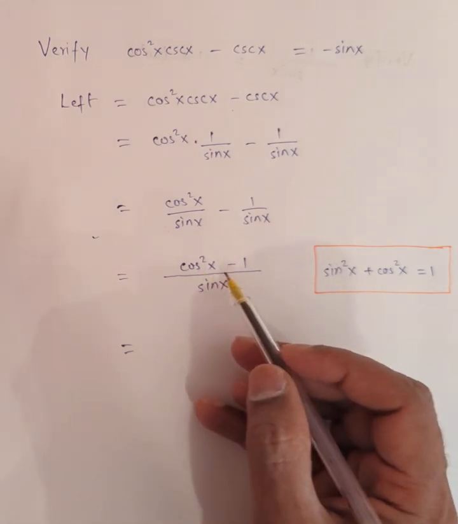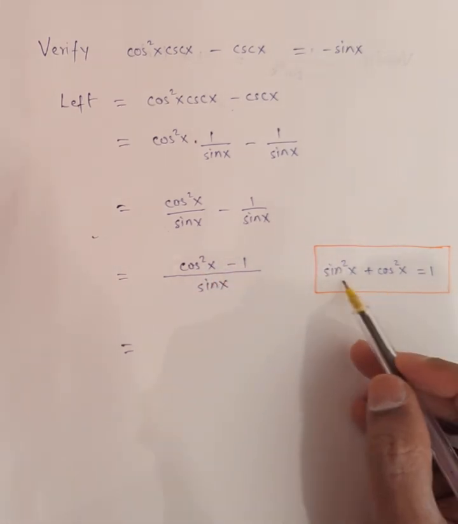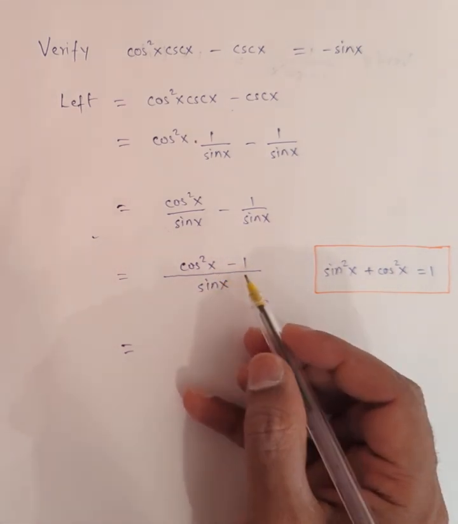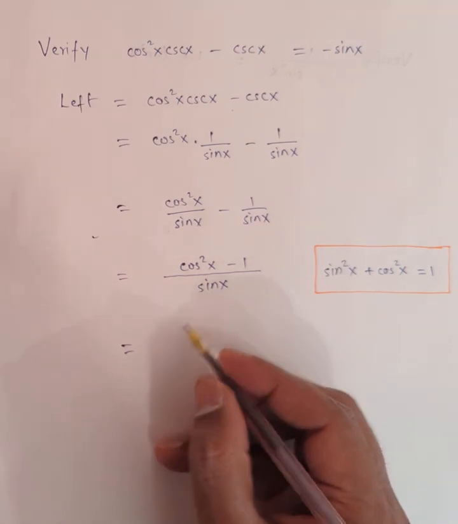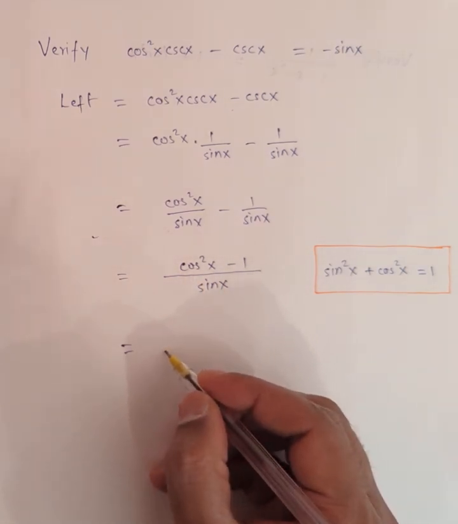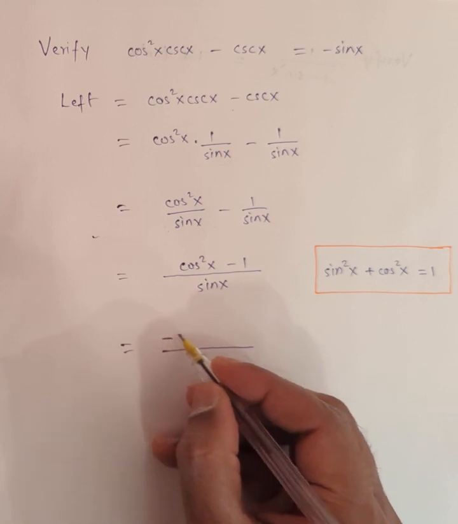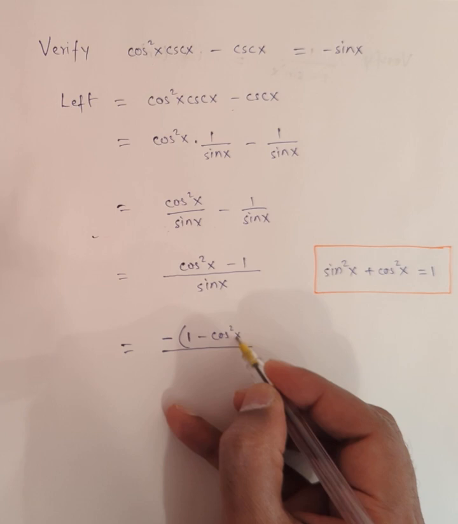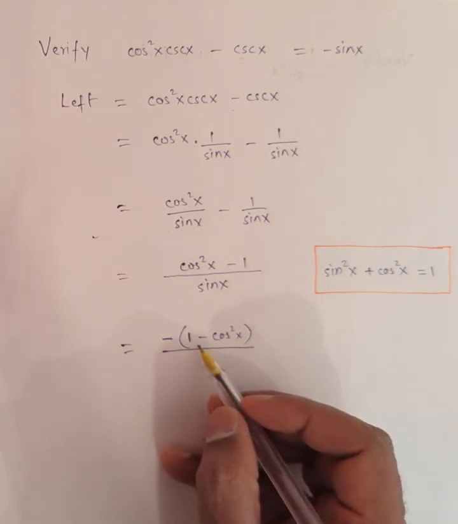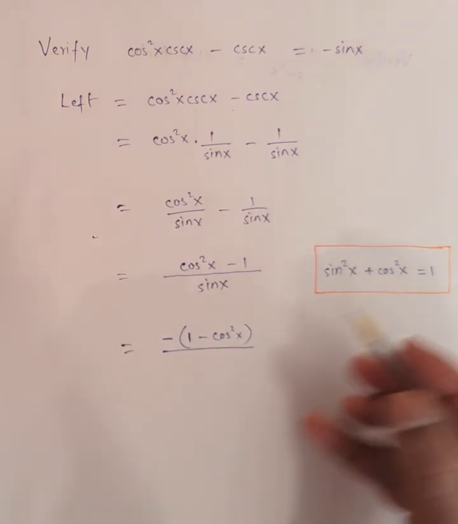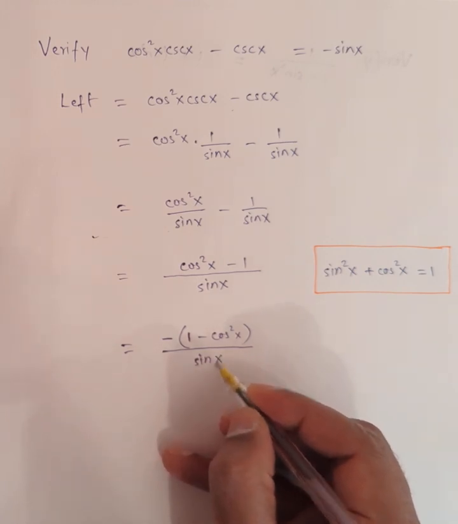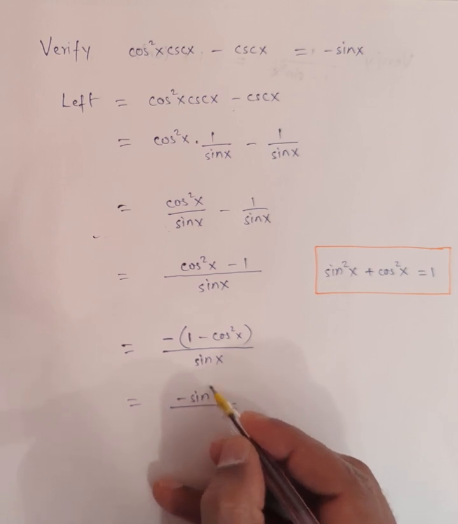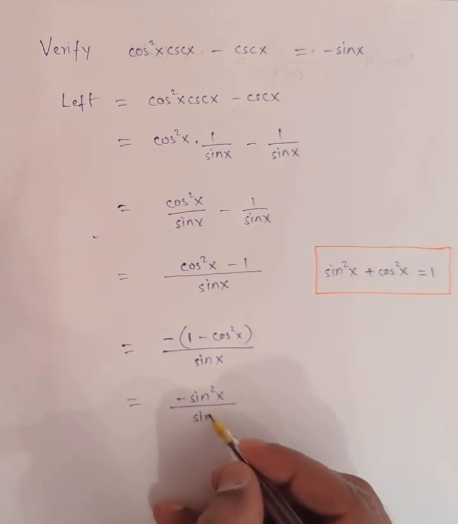Now 1 minus cos square x is sine square x. So this is actually the opposite of sine square x. So if I want, I could rewrite my numerator this way: negative of 1 minus cos square x. Why do I want to write it this way? Because 1 minus cos square x is sine square x. So now the numerator becomes negative sine square x over sine x.